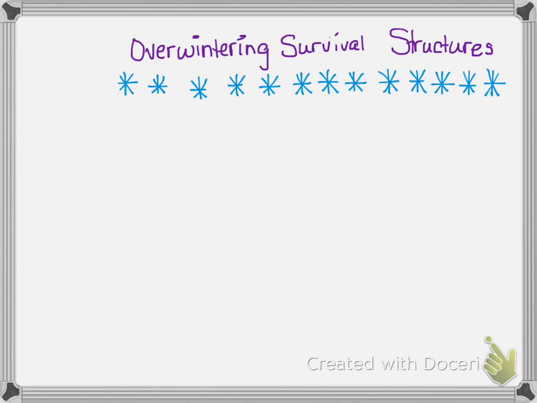So finally, at the end of the season, the pathogen must survive the winter until the next growing season. Now, some pathogens will produce a specialized structure that protects themselves from the harsh elements of winter. This enables them to be able to produce inoculum at the start of the next growing season and begin the disease cycle all over again.